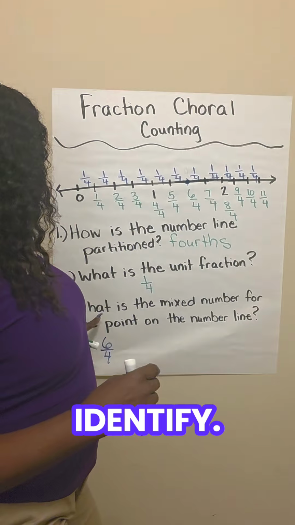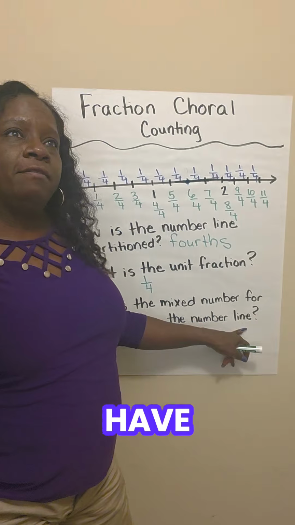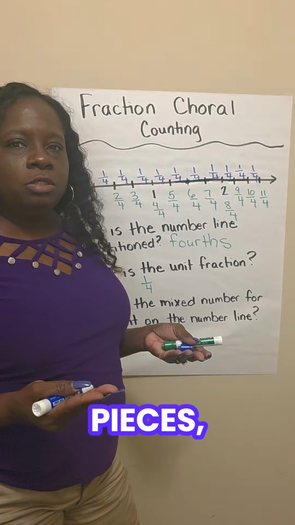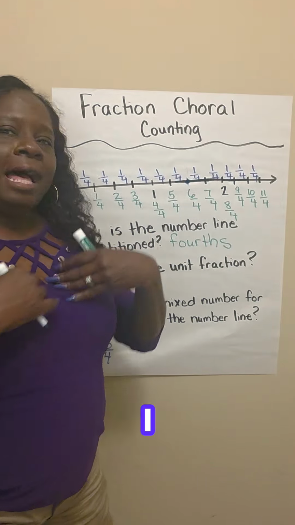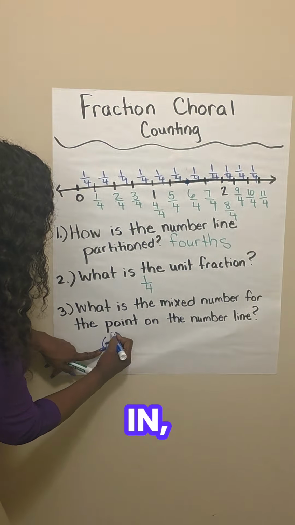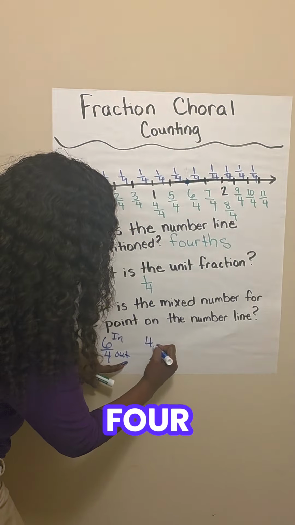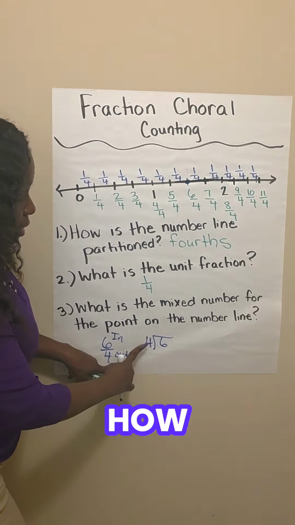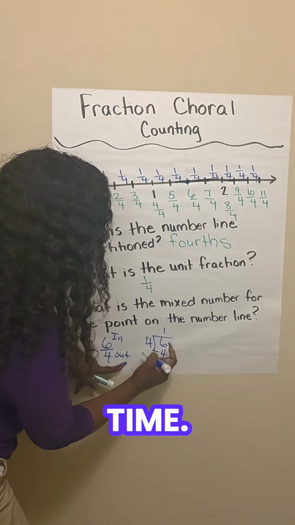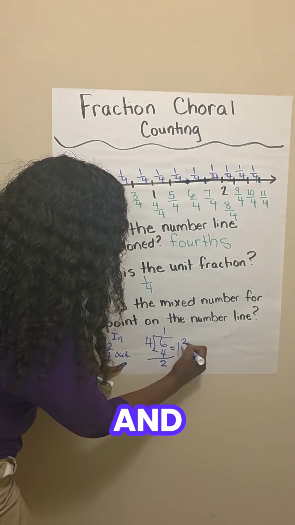Now we need to identify, it says, what is the mixed number for the point on the number line? Hopefully you have gone over mixed numbers. A mixed number is a whole number and the leftover pieces, which are the fractions. When I was in school, we were taught to divide and do a procedure. 4 on the outside, 6 on the inside. How many times does 4 go into 6? 1 time. 4 times 1 is 4. 6 minus 4 is 2. So our mixed number is 1 2/4.